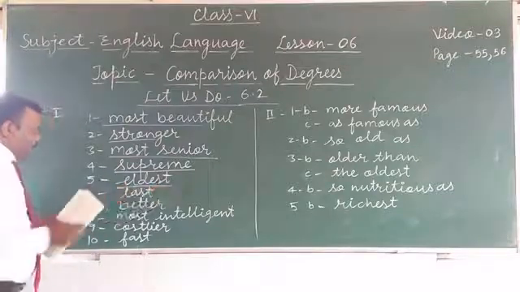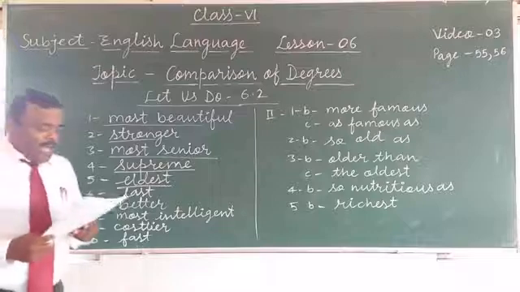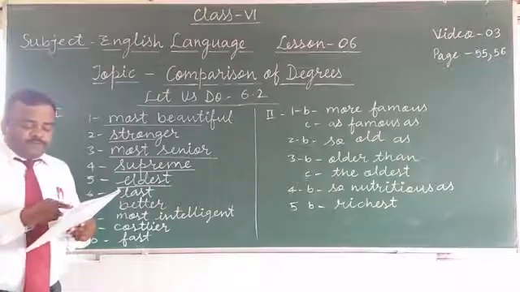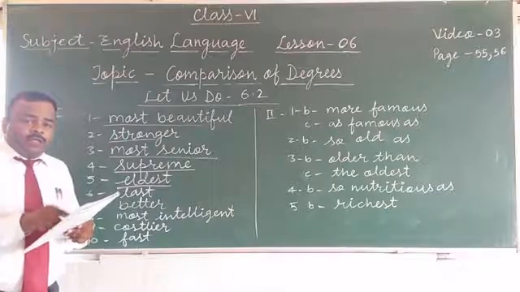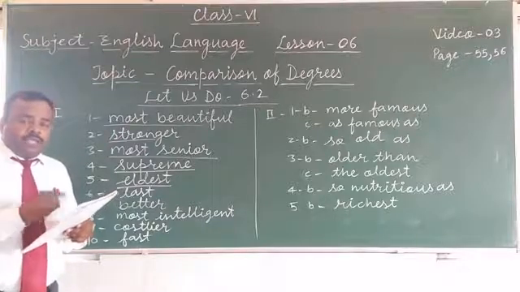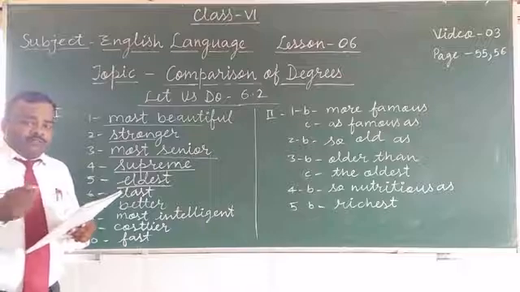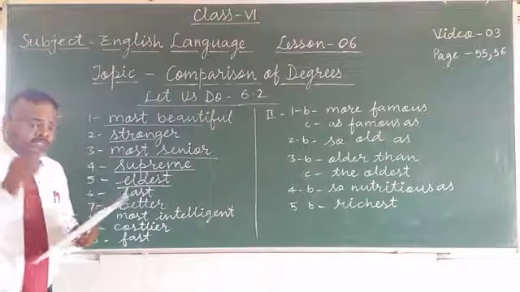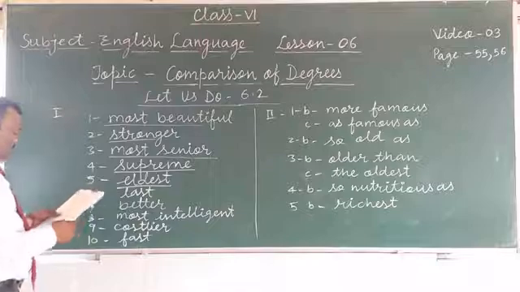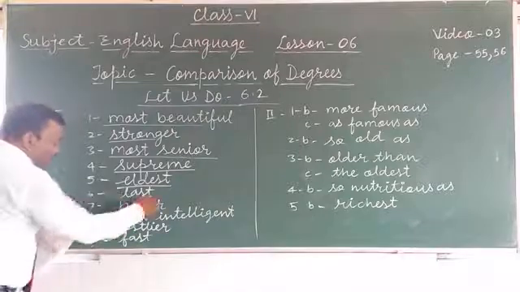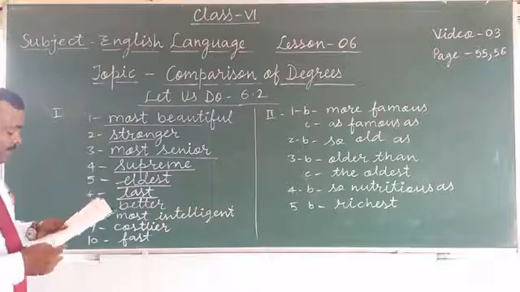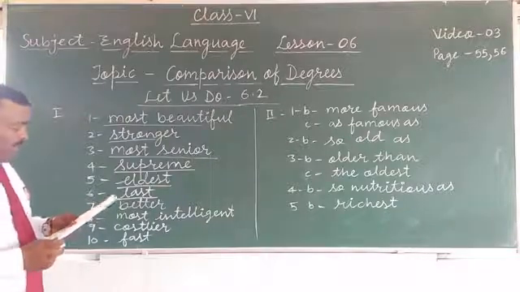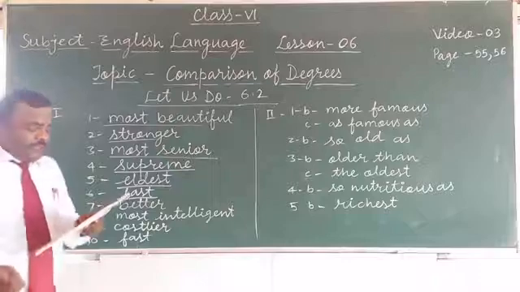Okay. Six, has the local train left? So late is given, so late, later, latest, or late, latter, last. So which one will be used? Last. So has the last local train left? The last shows that after that there is no train. Okay. So last.